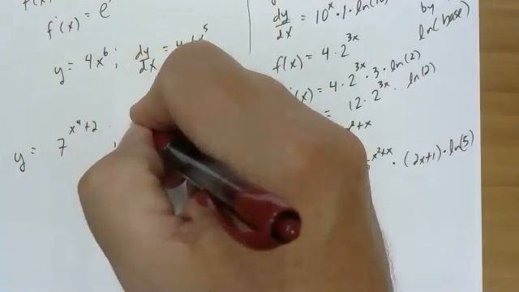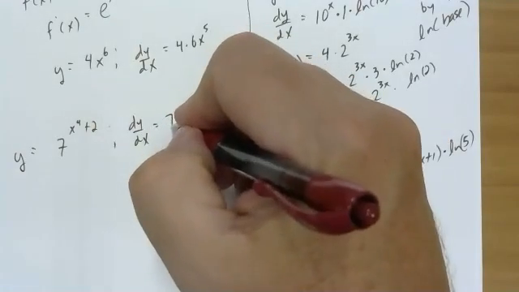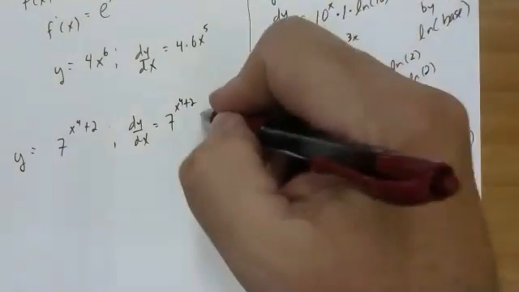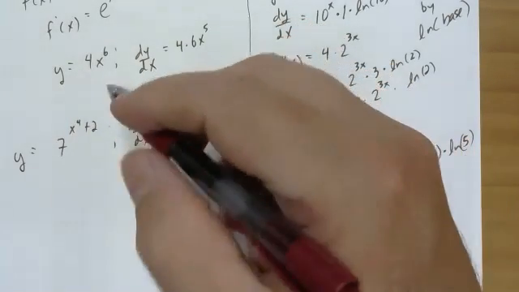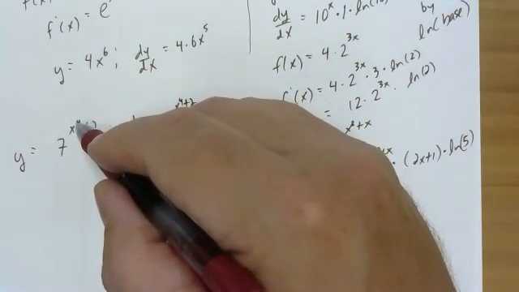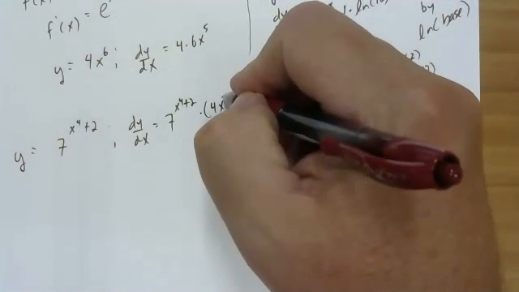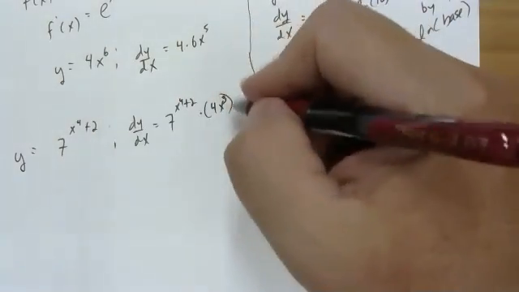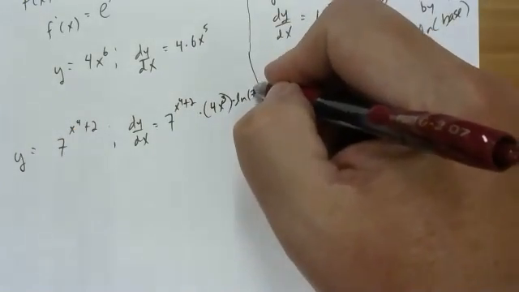So simply copy down the exponential function, multiply by the derivative of the exponent. What's the derivative of x to the 4th plus 2? Well, 4x cubed plus 0. So it's just 4x cubed. And then multiply by the natural log of the base, which is 7.